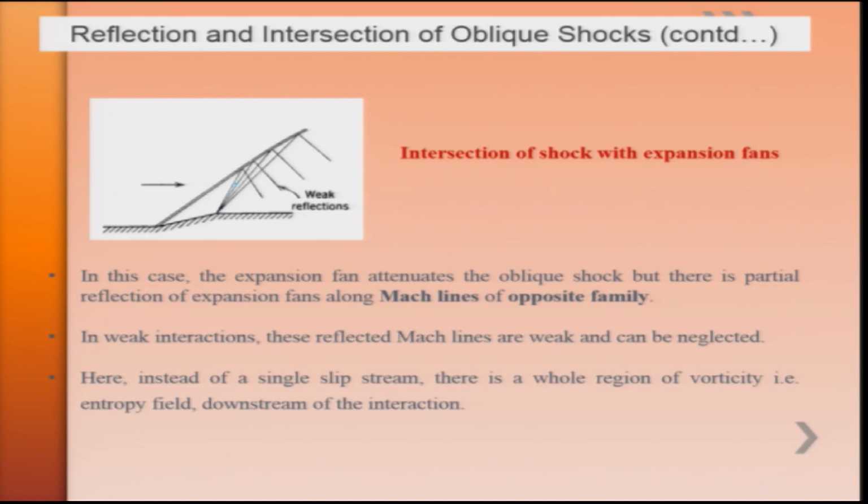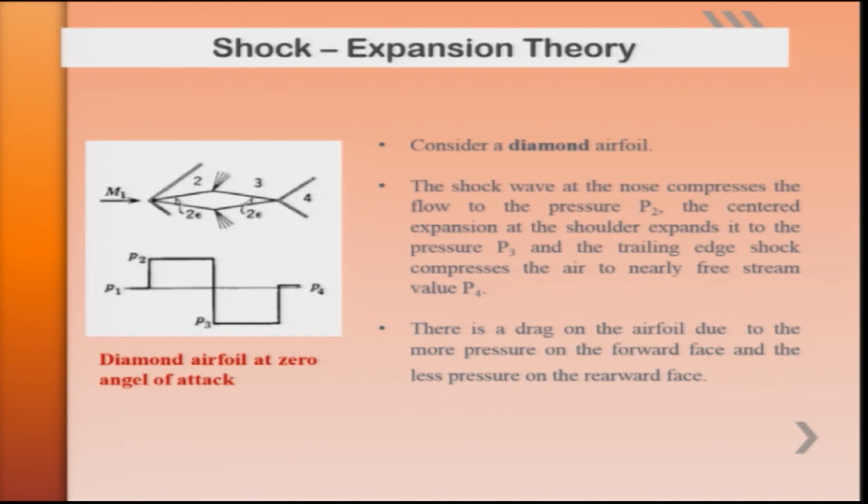When these expansion fans meet the oblique shock waves, they are reflected back, and this reflection again is not specular in nature. Rather than generating a slip stream in this case, the whole domain becomes filled with vorticity content, that is, the whole flow domain will have a finite amount of disorder when this oblique shock meets the expansion fan.